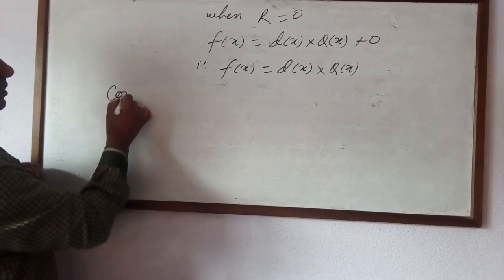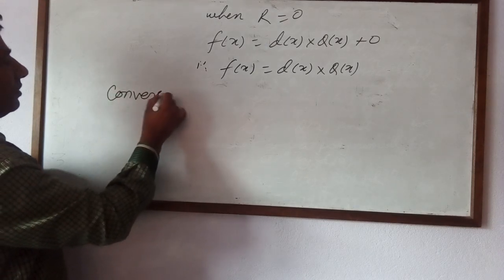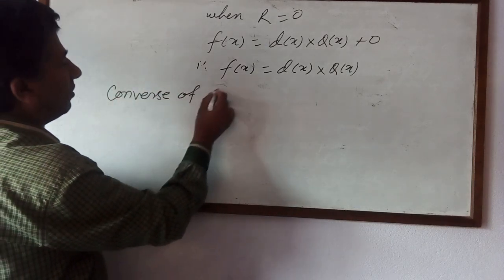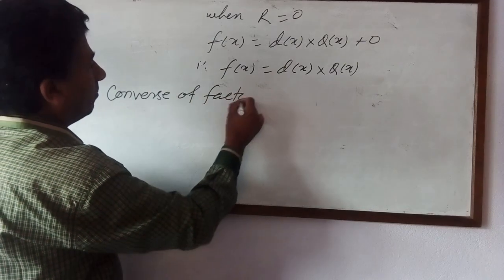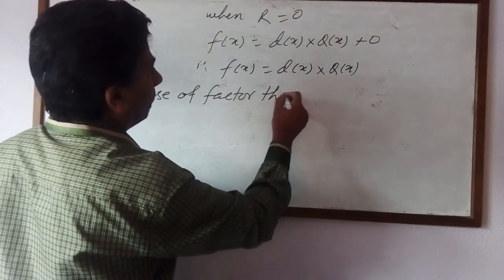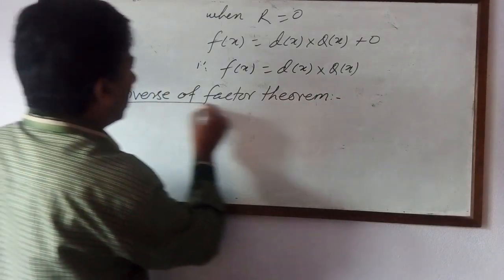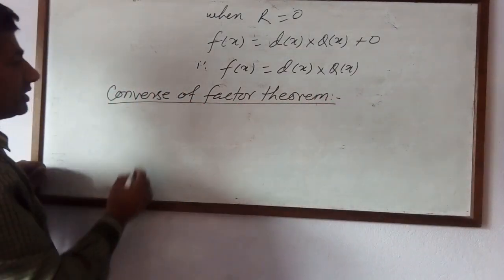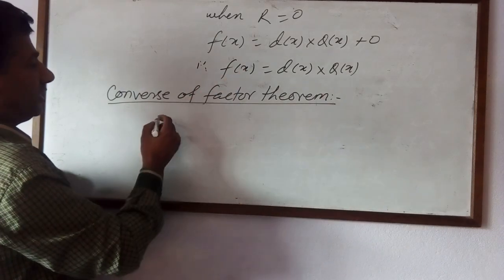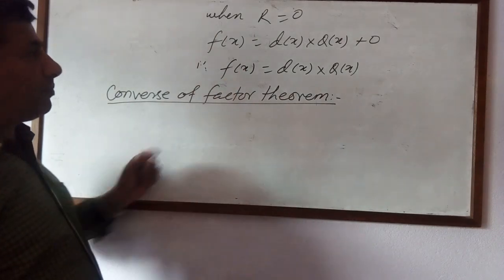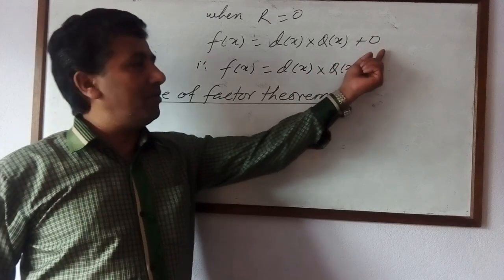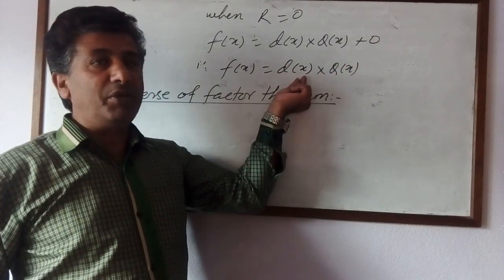Converse of factor theorem. What is the converse of factor theorem? This is also important. You have to remember this. Now just opposite. In fact, factor theorem says that when remainder is 0, divisor will be a factor.